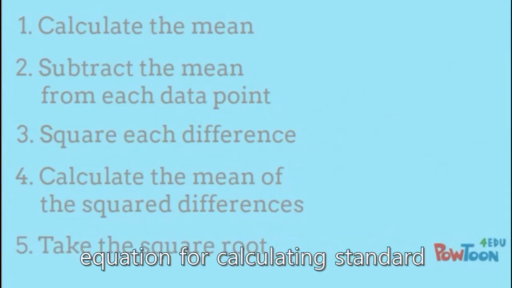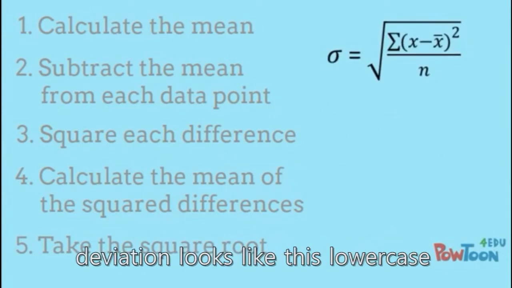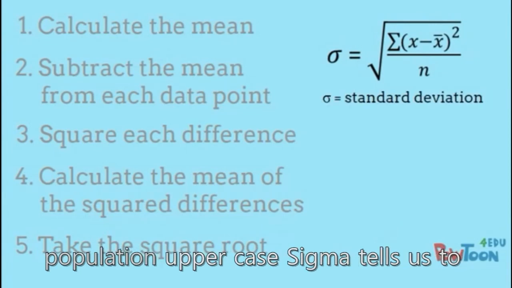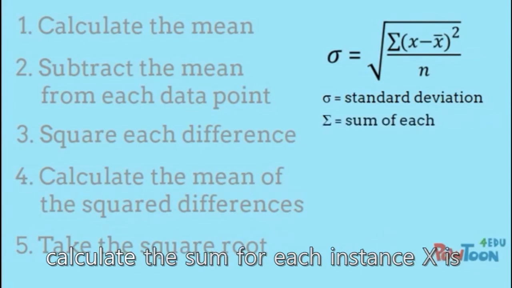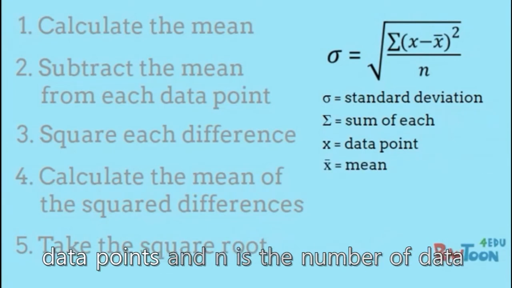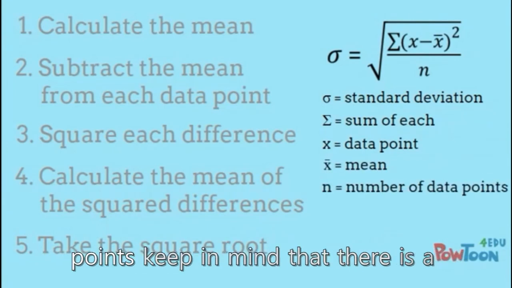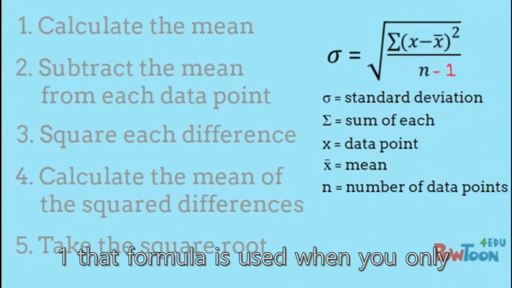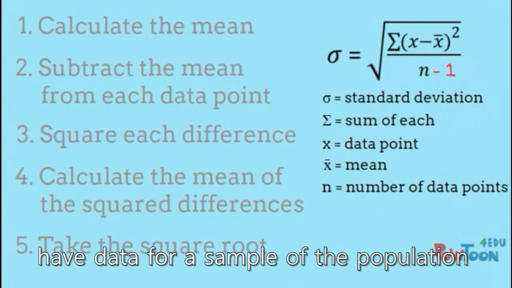Using symbols, the equation for calculating standard deviation looks like this. Lowercase sigma stands for standard deviation of a population. Uppercase sigma tells us to calculate the sum for each instance. X is each data point, X bar is the mean of the data points, and N is the number of data points. Keep in mind that there is a similar formula that divides by n minus 1. That formula is used when you only have data for a sample of the population.